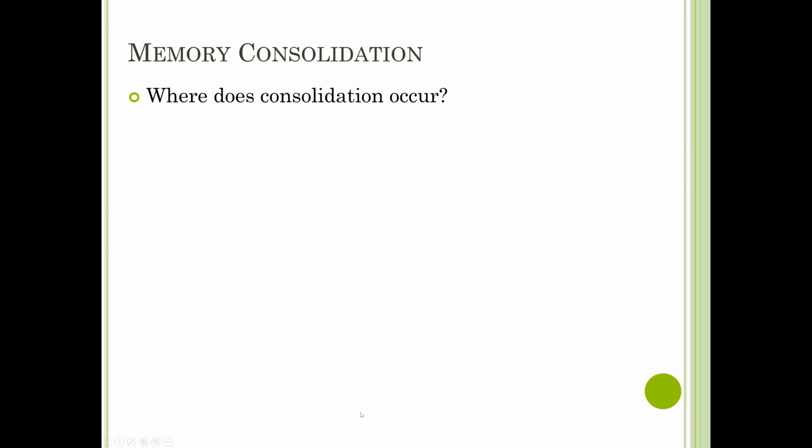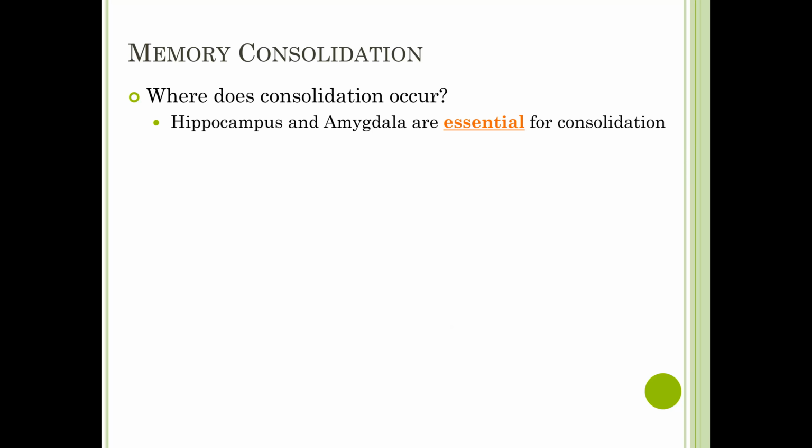So where does this memory consolidation occur? Well, we know that the hippocampus and the amygdala are two structures that are essential for memory consolidation. I'm going to tell you a story about a gentleman who is one of the most famous neuroscience patients, and he had these areas of his brain removed and he could no longer form new long-term memories. So we know that these areas are essential for consolidation.